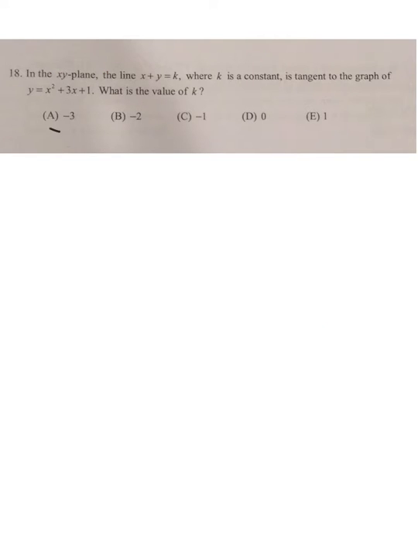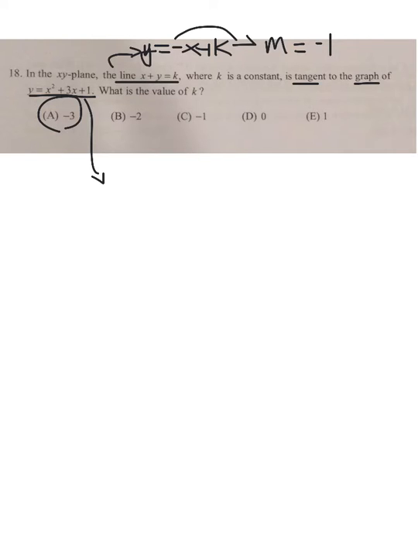The answer is choice A. Now they tell you that you have this line and that it's tangent to this graph right here. So that means they're going to have the same slope. So let me just find the slope for this line. If I go y equals negative x plus k, do you see then that my slope here is negative 1? So that means the slope of this graph will also be equal to -1.